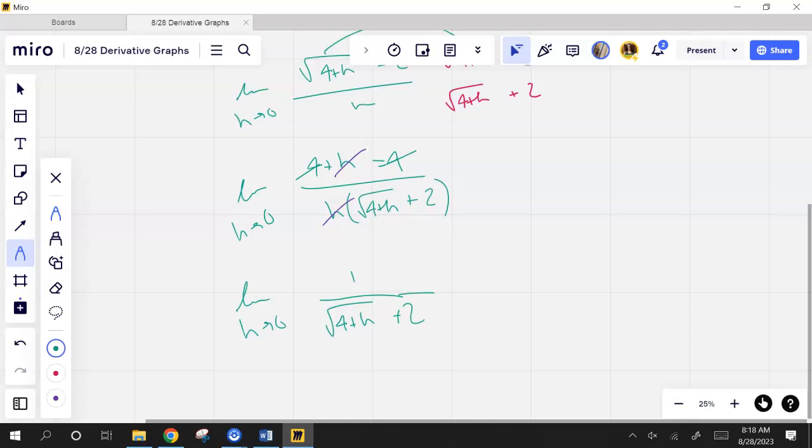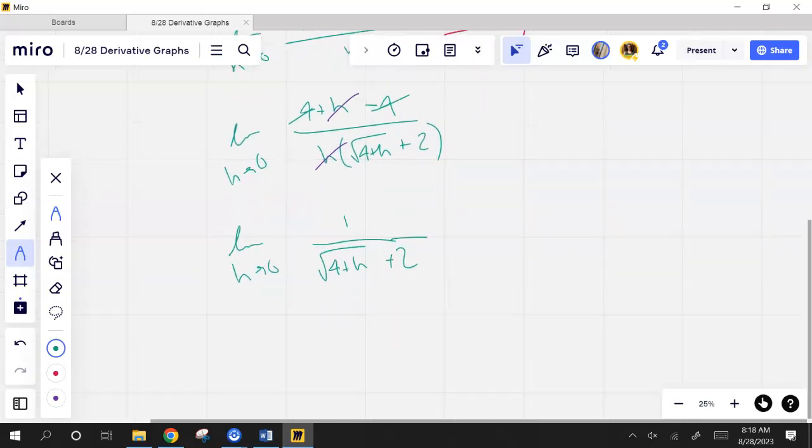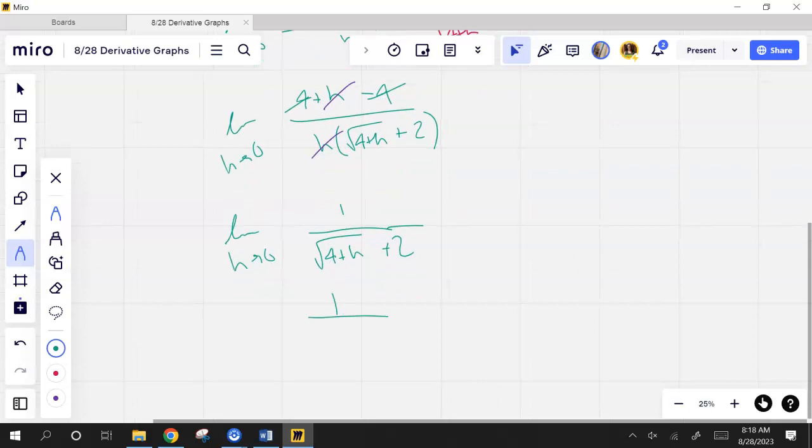So now I can put the 0 in, right? So 1 over the square root of 4 is 2, plus 2 is 4. So 1/4 is the slope of the tangent line when x equals, what was it, 4?